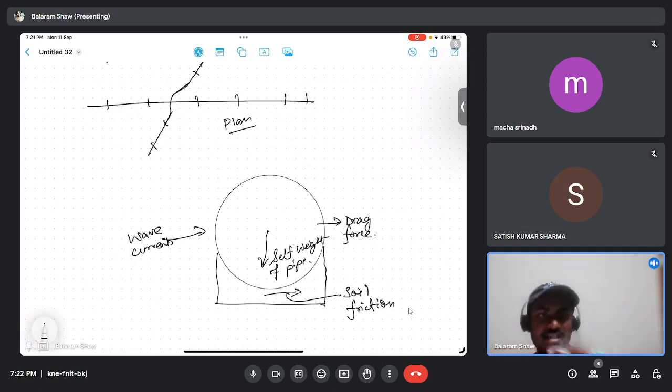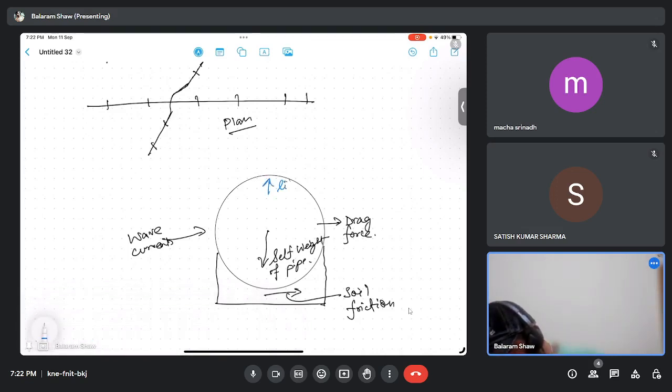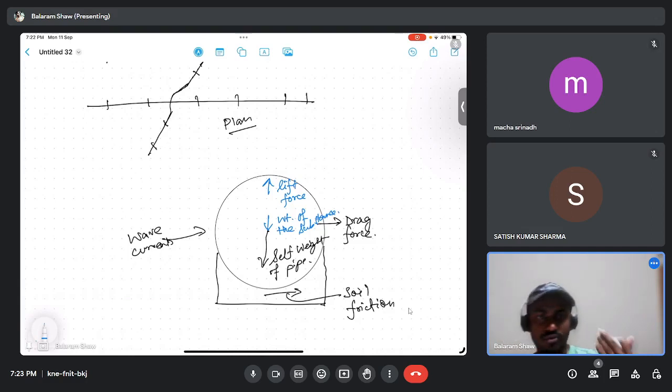Then let us say some oil or gas, whatever we are transferring. Sorry, so we'll have some lift force also. Then the weight of the substance, let us say oil, whatever is flowing, the weight of it will be there.